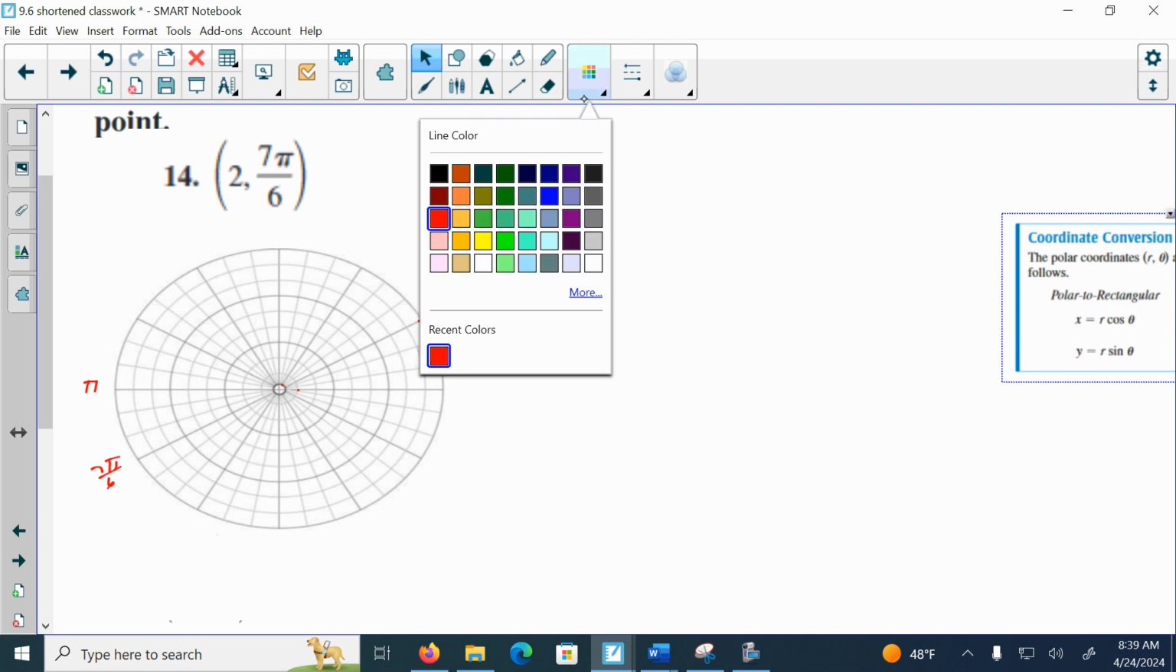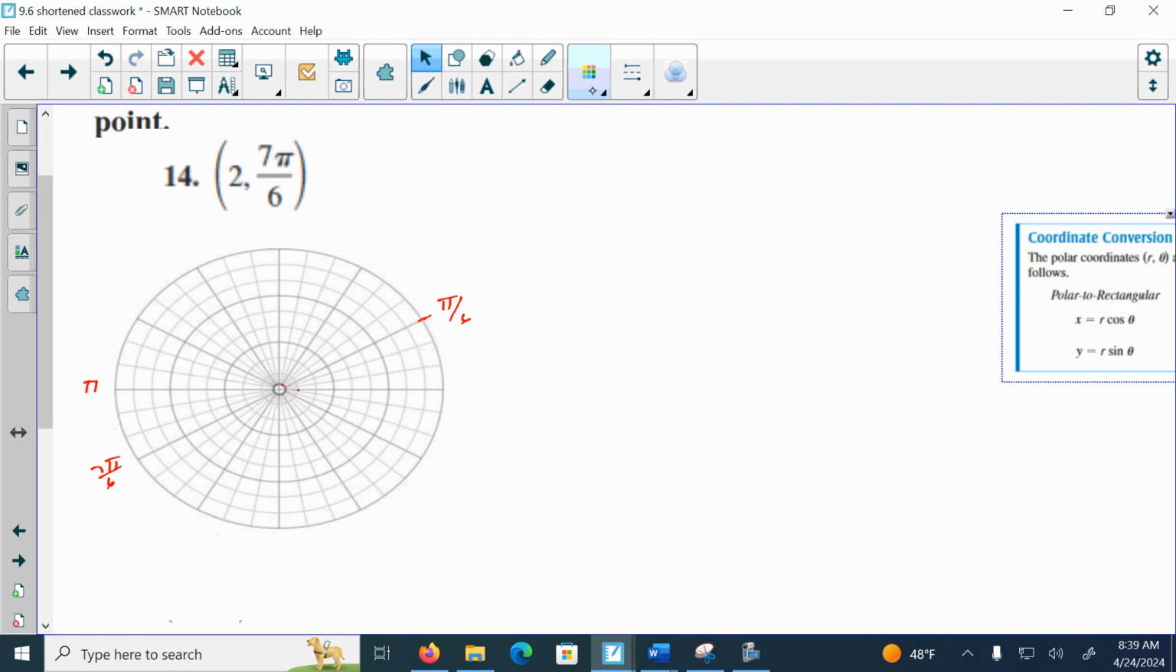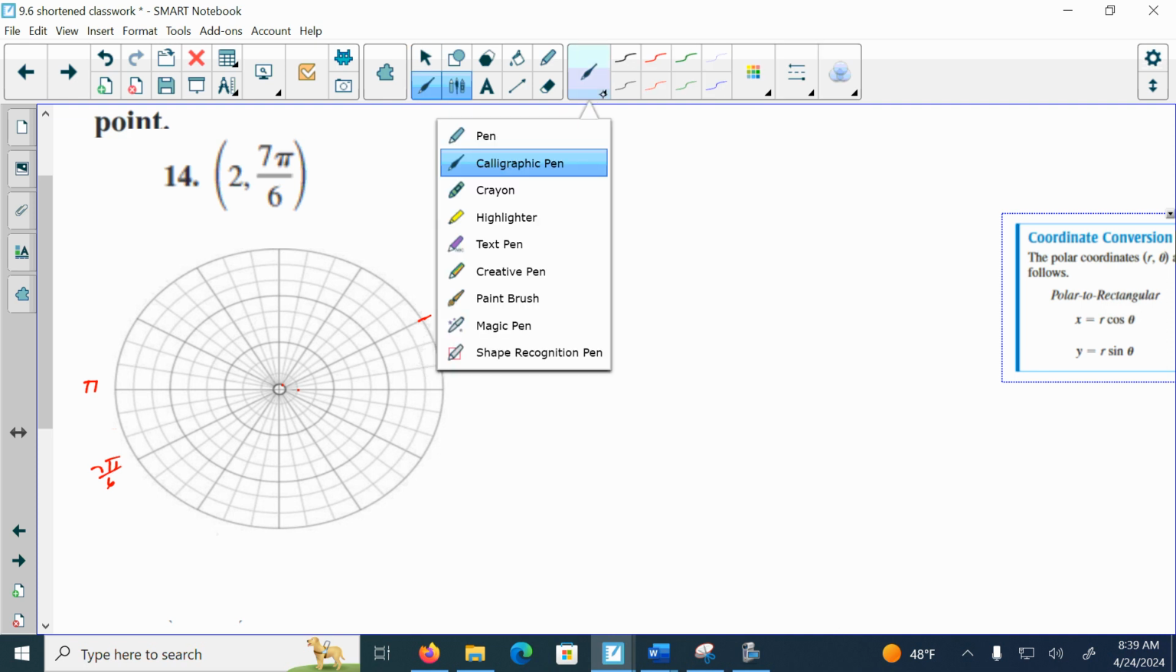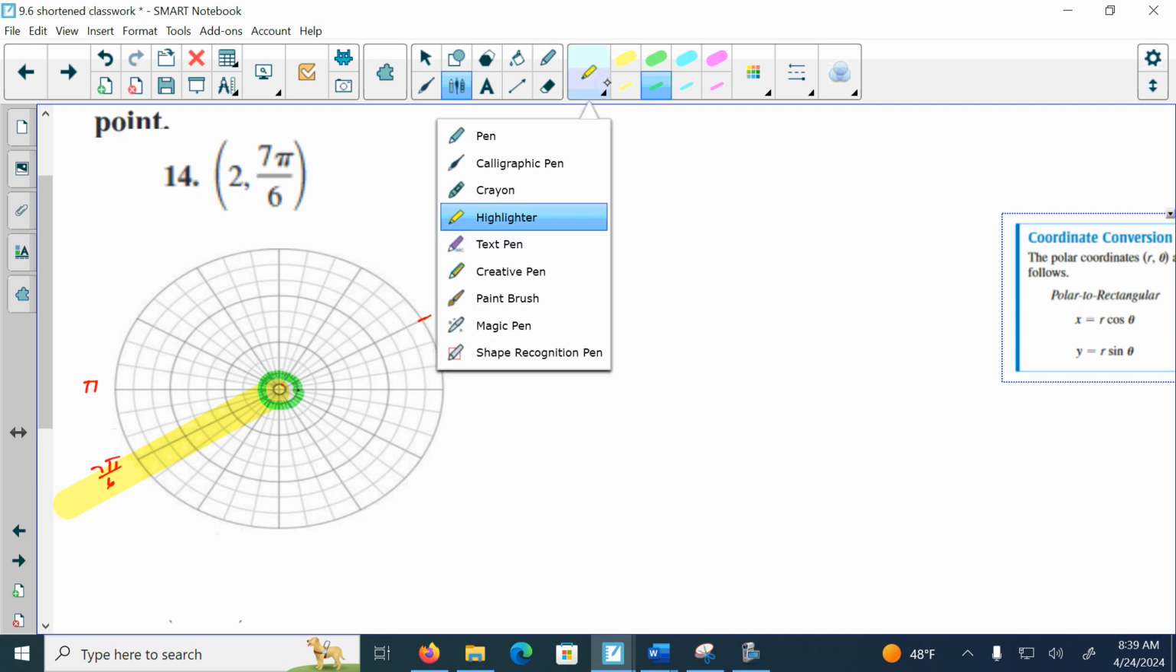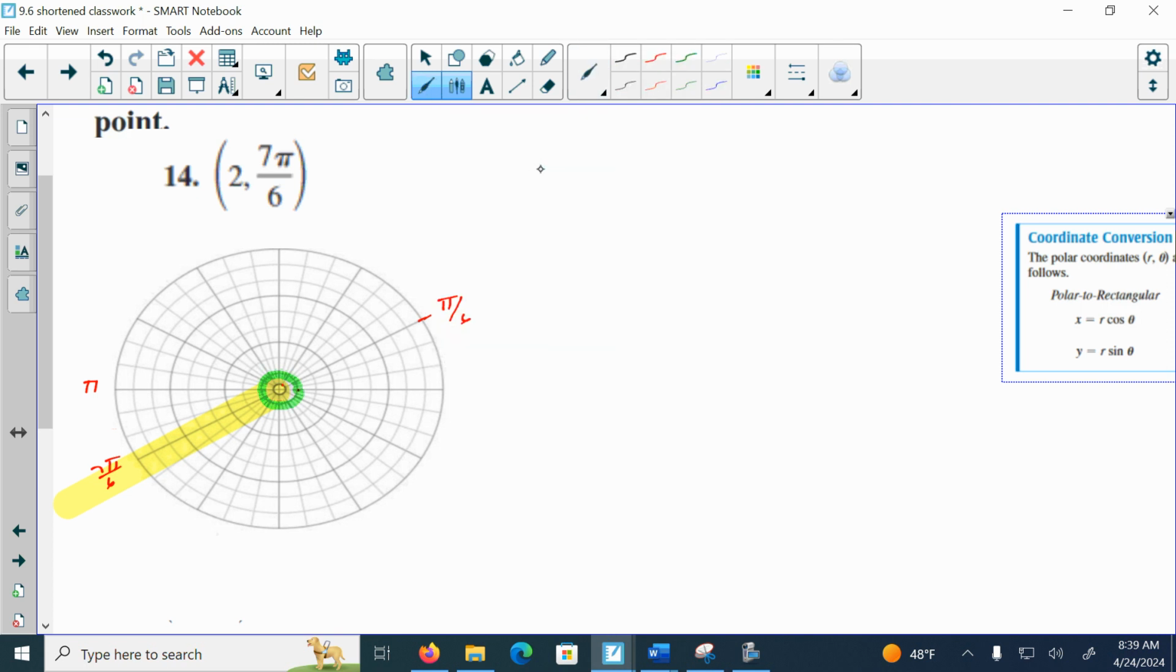So what's going to happen is I have this angle 7 pi over 6, which goes on this line here. And then I have the circle, radius 2, which I'm going to say is here. So I want the place where those two intersect. And that's going to be right here. So that's my dot.